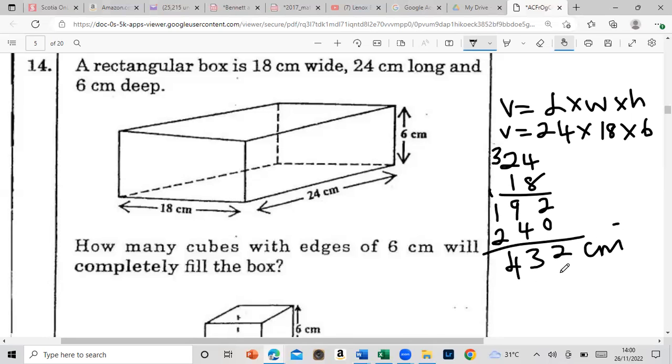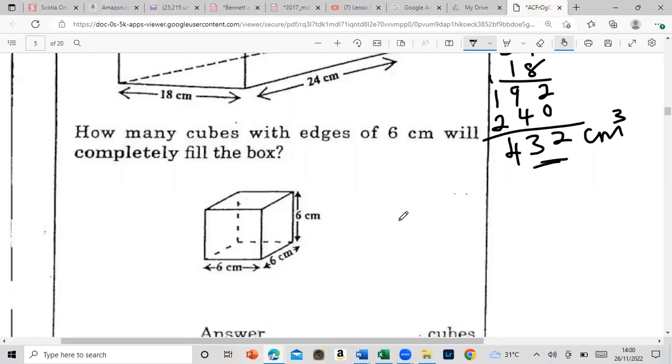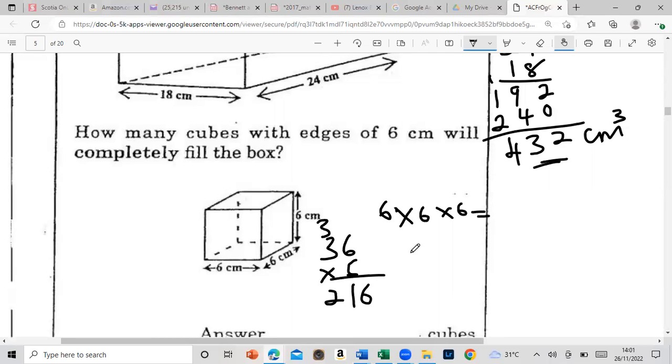All right, very important. Let's see how much the cube takes up now. So the cube, all sides are equal. So it's 6 times 6 times 6. All right, 6 times 6 is 36. So it's 36 times 6. I think it's 216. I'm just going to show you the working. 6 times 6 is 36. 6 times 3 is 18, and that's 21. So it's 216. So you have 432.